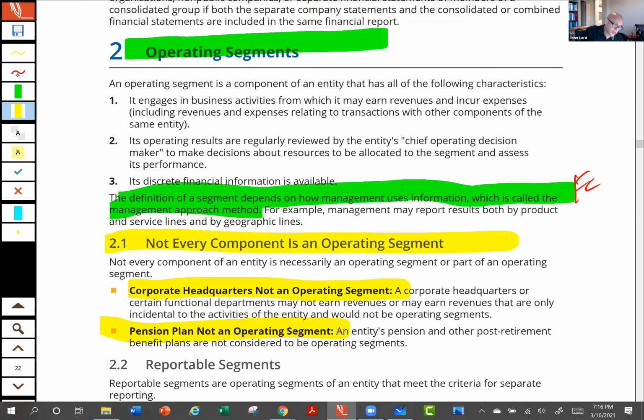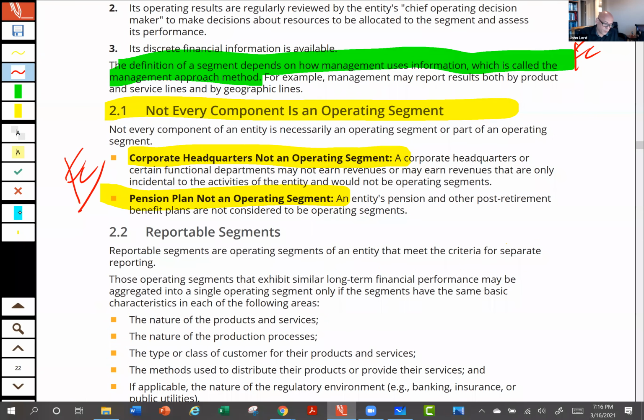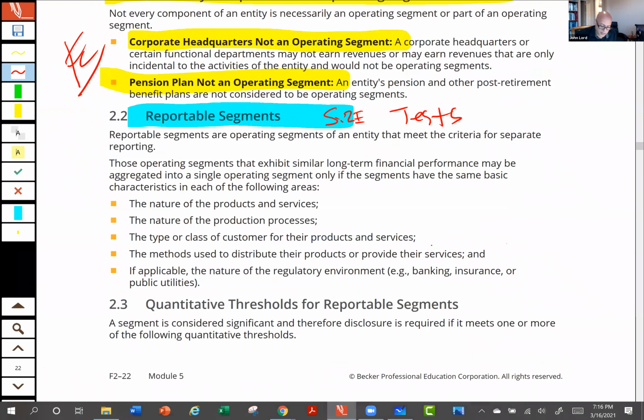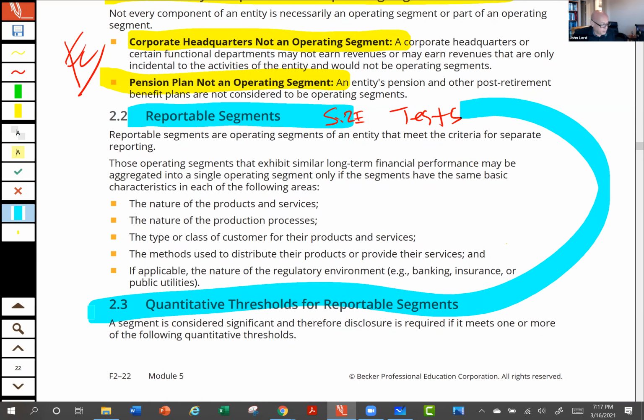And so pension plans are not a segment. Corporate headquarters is not considered a segment. So you're not going to have to report these pieces like pensions and corporate headquarters as segments. They're just taking those off the table. Okay. So if that's the case, and I'm reporting operating segments, what makes a segment big enough to report? And the answer is size tests. There are size tests. Next page. Okay, these quantitative thresholds. Okay, size tests. What's big enough to have to be reported?